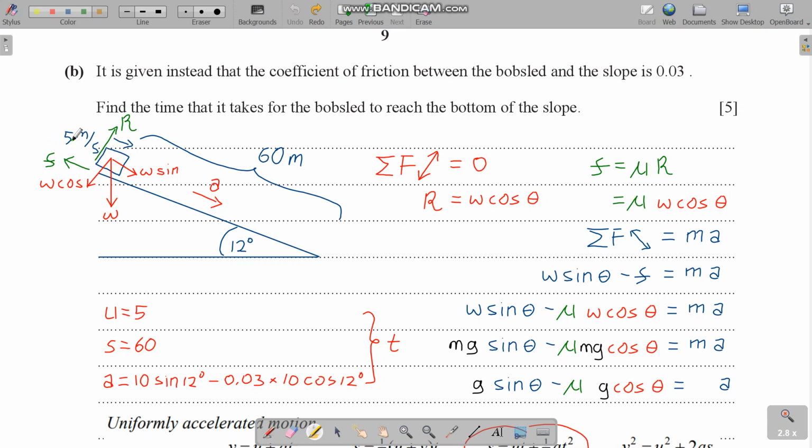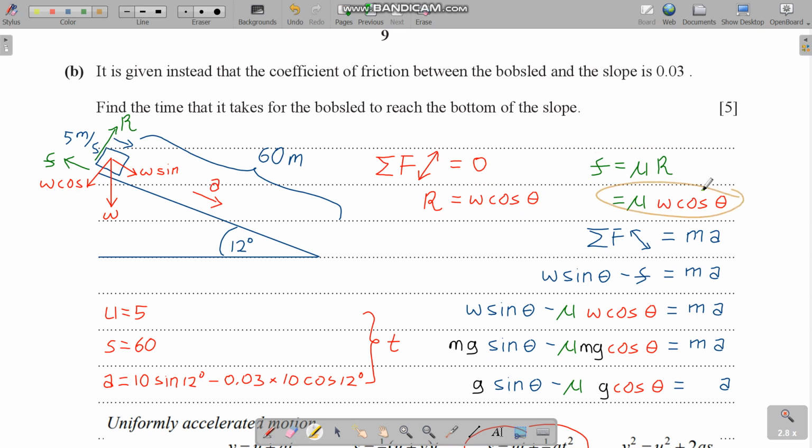First we use sigma F in this direction, which is perpendicular to the slope. We have R and W cos. Sigma F equals 0 because there is no acceleration in this direction, which means they cancel out. R equals W cos. And from the friction formula, F equals mu R, where R is W cos, we have the F.